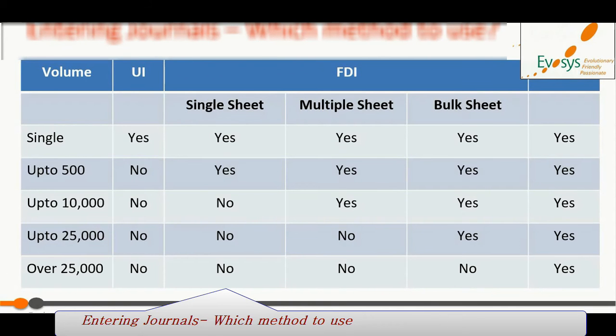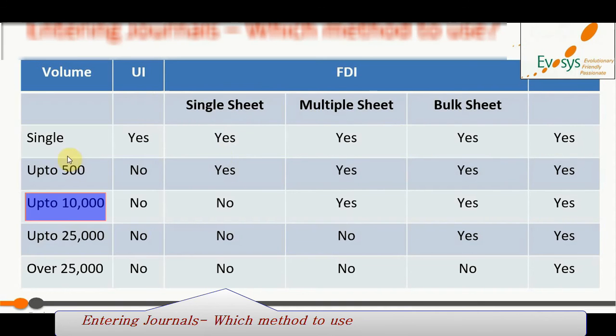Now, you will see a small comparison on what is the recommendation by Oracle with regards to the method which you can use to create a journal entry. When the volume is just a single journal line, you can use any method, that is, user interface, single, multiple, or bulk journals. All are fine. When the volume is up to 500 lines, UI is not recommended, but you can use single, multiple, or bulk sheet to upload journal lines.